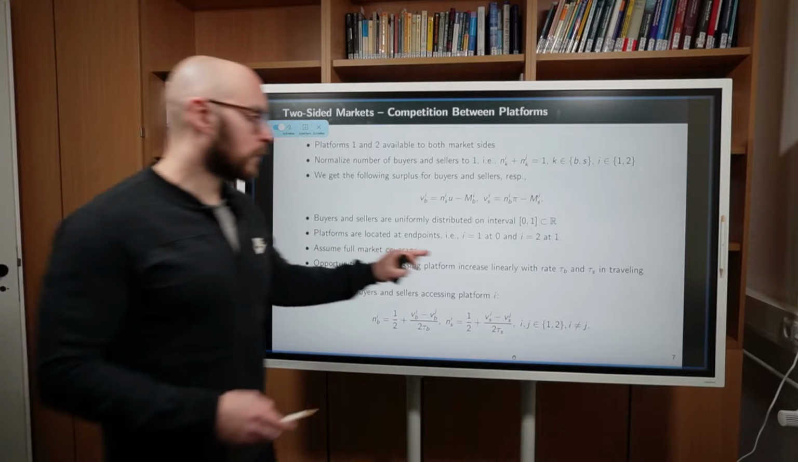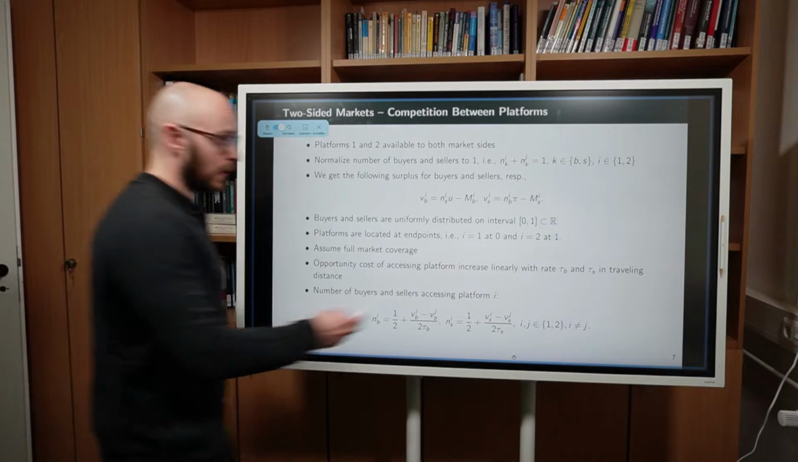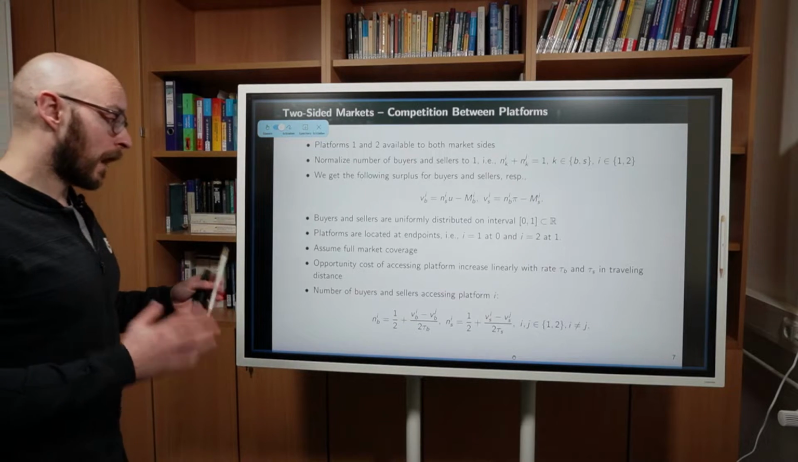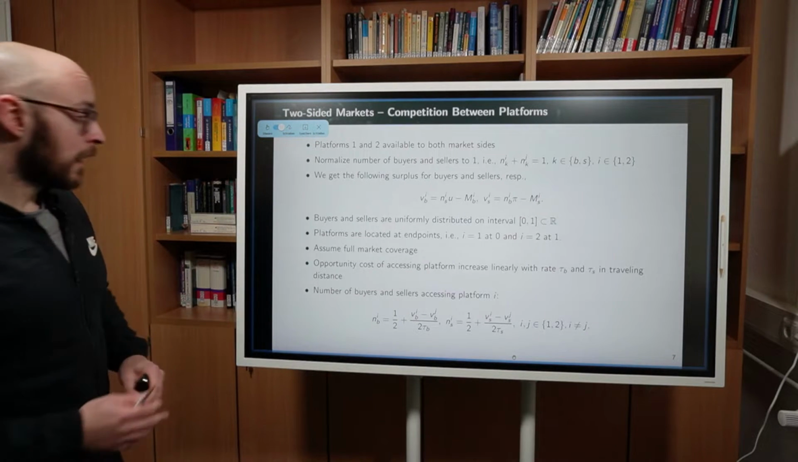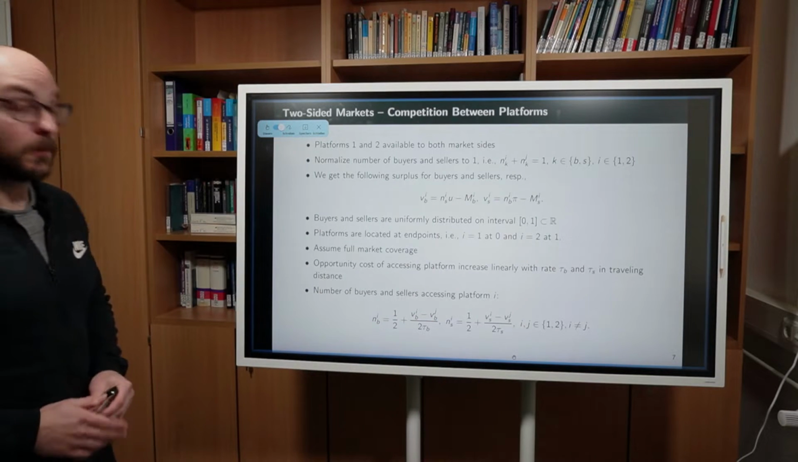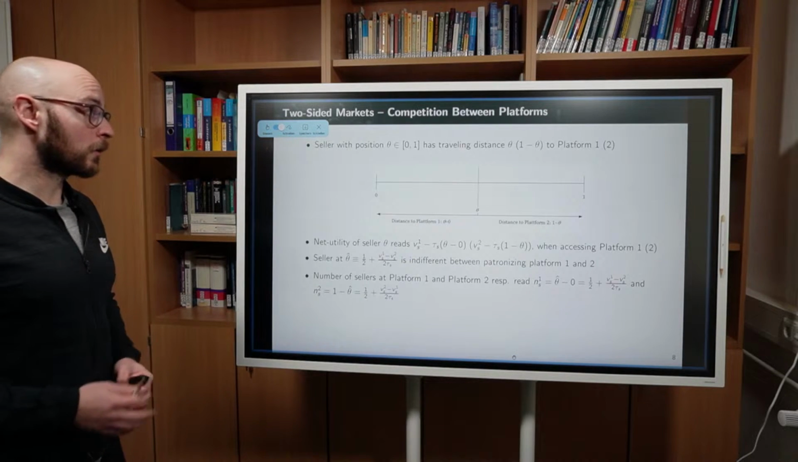So yeah, we assume that we have a linear transport cost, which is tau b and tau s for the respective market side. I will show you in a minute what that means, and we get these numbers of buyers and sellers here for each platform. This is something we now want to understand in more detail.